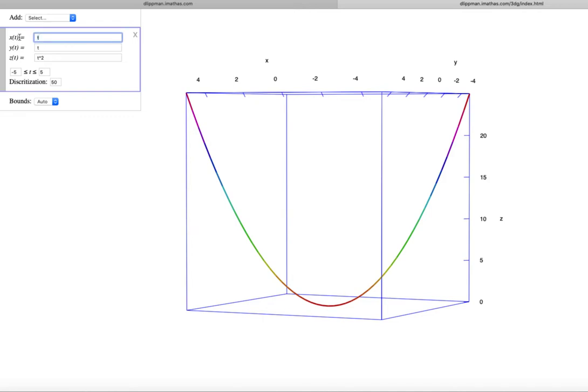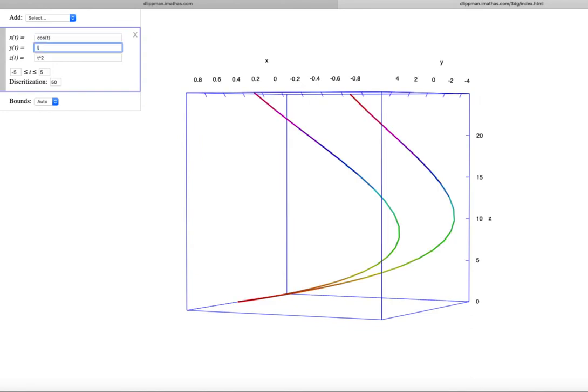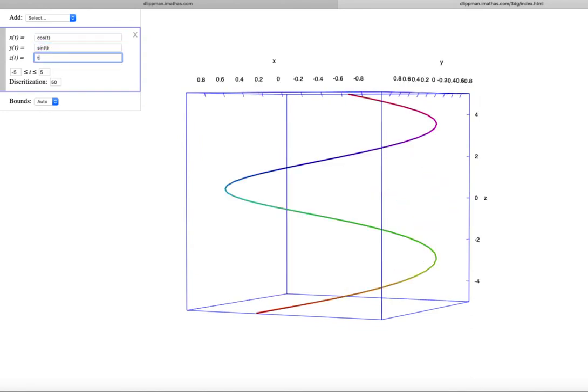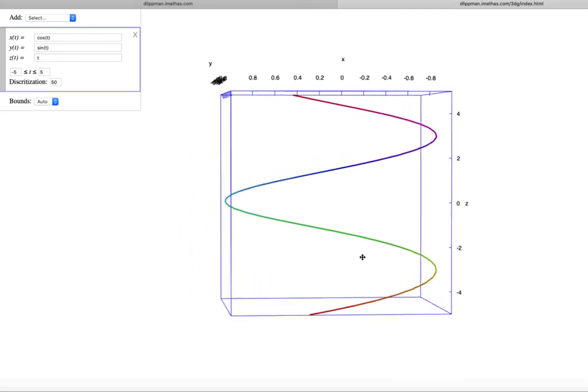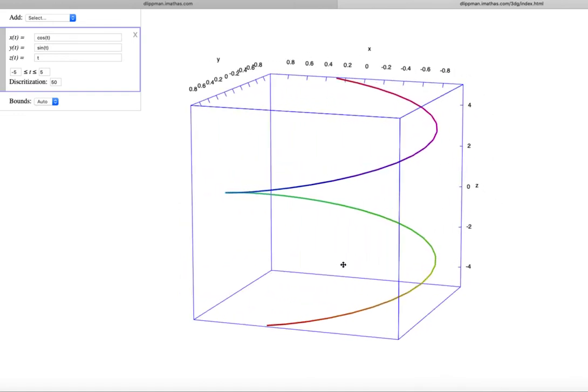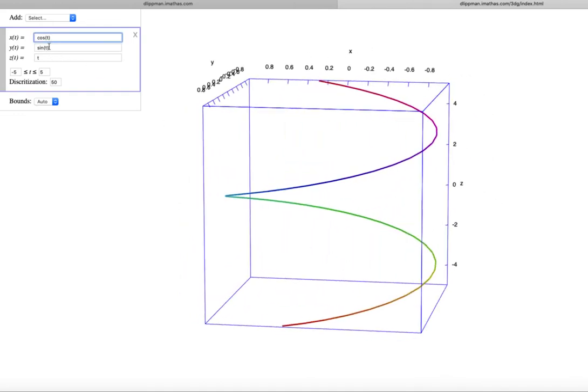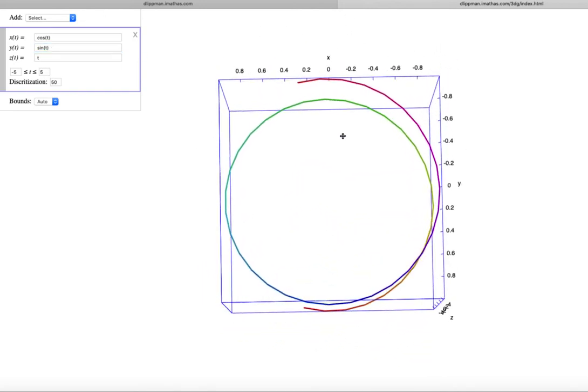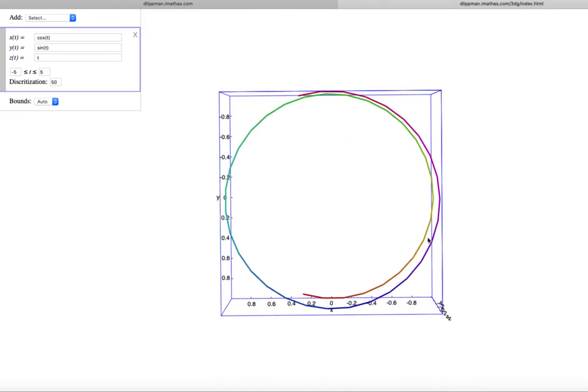Or how about this one? Let's say I did the cosine of t, the sine of t, and t. If I did that, what I get there is a helix. And this makes sense because one of the things you might remember from when you first learned how to parameterize curves is that if you want to make a circle, you just make the x value the radius times the cosine, and the y value the radius times the sine when you're in 2 dimensions. Well, if I look down just on the xy plane here, what do I essentially see? I just see a circle, right?